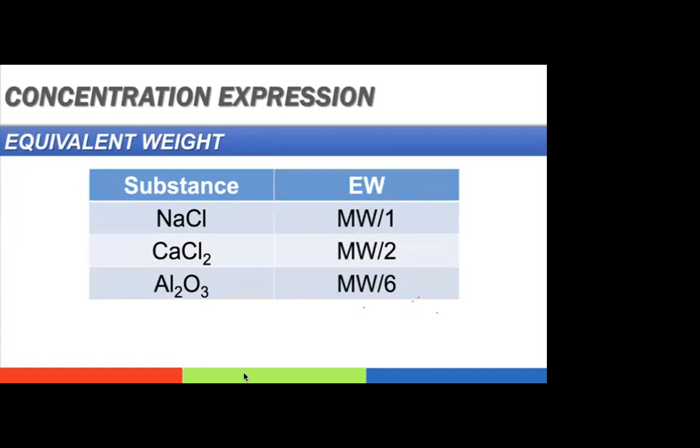Okay. Calcium chloride. Bakit 2? Yan, dahil dalawa yung kayang i-share ni calcium sa dalawang chlorine. Okay, dalawang electrons. So just multiply 1 times 2, 2. And aluminum oxide, 6. Molecular weight of it divided by 6. Nakuha ba? Yan. So madali pa, no? Sige nga, let's have a practice exercise.